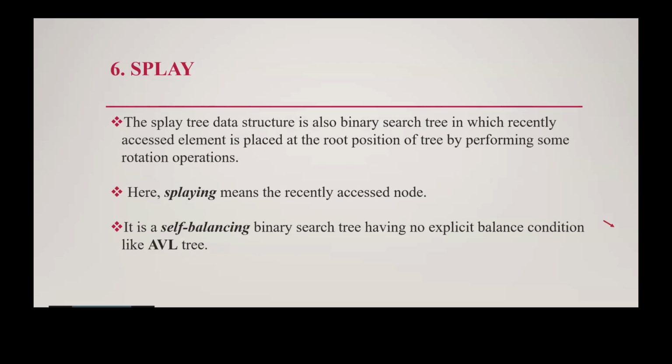Next one is the splay tree structure. It is a binary search tree in which recently accessed elements are placed at the root position of the tree by performing some rotation. So here it is self-balancing, but with no explicit balance condition like the AVL condition we are using here.